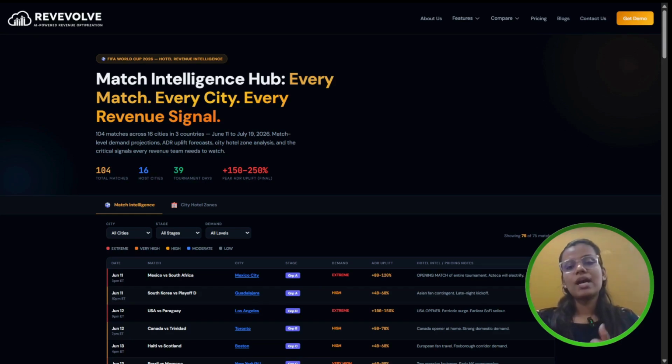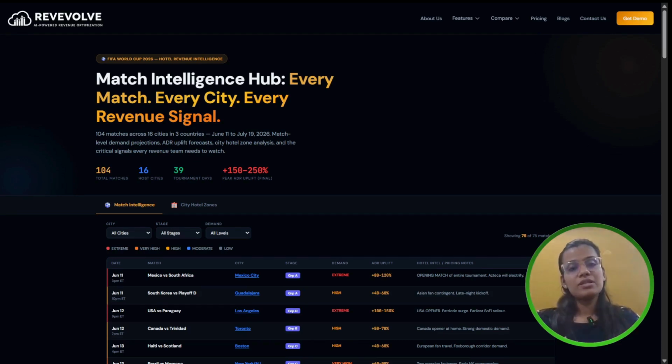There are three demand tiers you must forecast separately. If you are a hotelier or a revenue manager, tier one is the group stage matches, the early rounds, mostly between day 1 and day 15, with lower attendee-to-capacity ratios, distributed demand across multiple cities, and competitive pricing pressure as hotels compete with each other. The revenue strategy is volume-based pricing and multi-night packages.